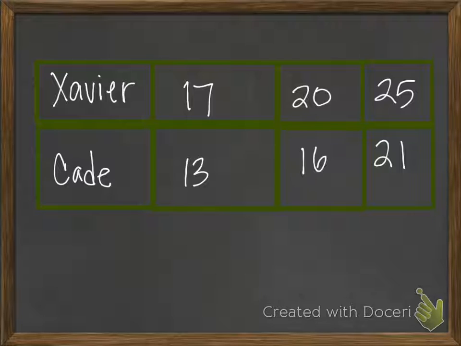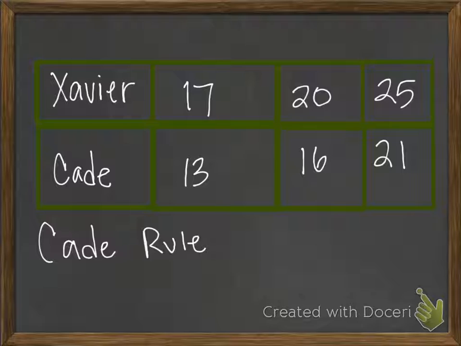Xavier and Cade played a math game. Xavier started by modeling a number with place value blocks. Then Cade changed the number. So the numbers shown on the table are the numbers that Xavier modeled, and also the numbers that were modeled after Cade changed them. What rule did Cade use to change the blocks? So they're wanting to know what rule did Cade use to change the blocks.